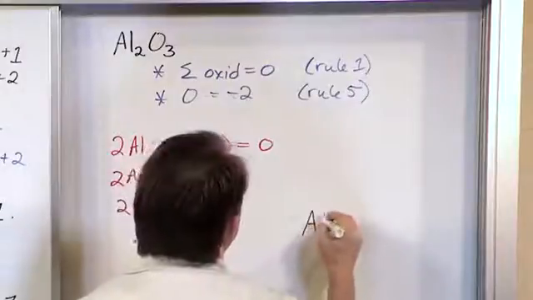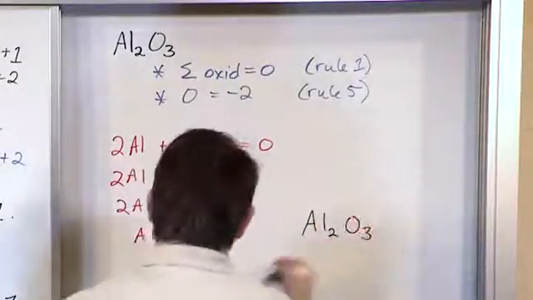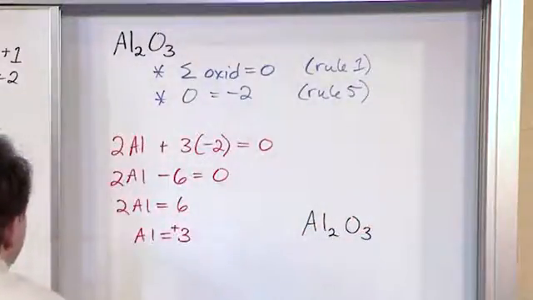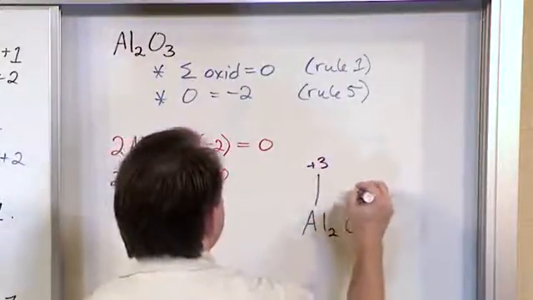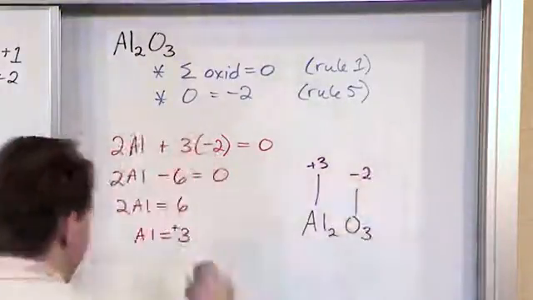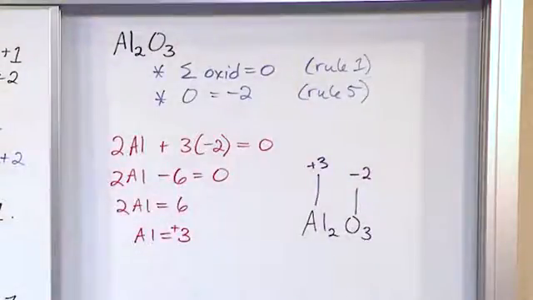So if I do Al2O3 and I want to represent it, typically how you might do it on the test, for the aluminum, it would be positive 3, and for the oxygen, it would be -2. And that would be the way that you'd probably end up writing that.